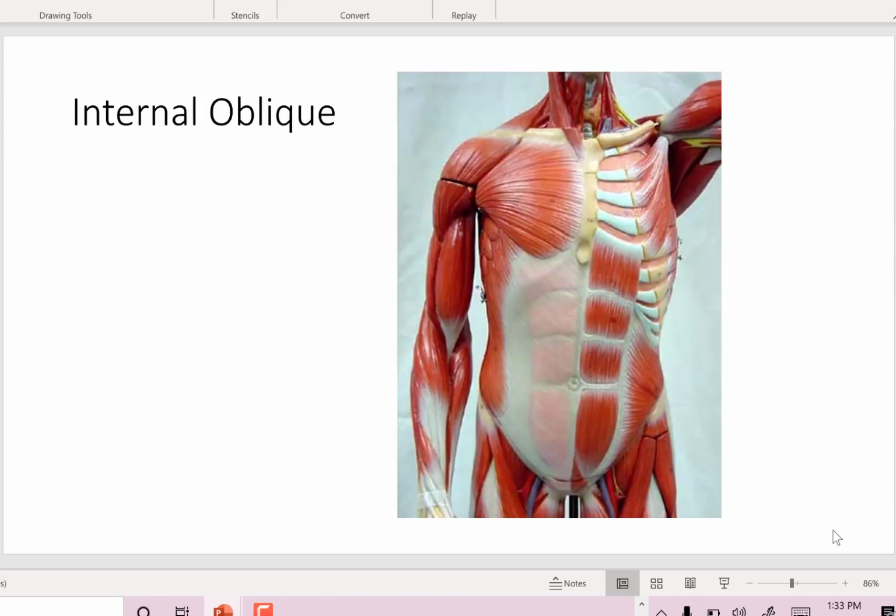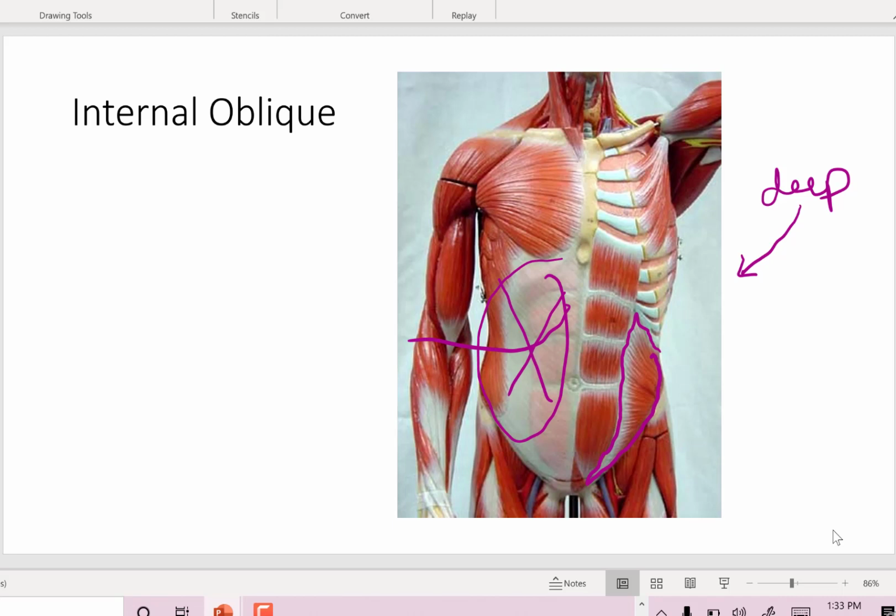Moving on to our internal oblique. Now, for the internal oblique, we have to look on the deep side of this torso model. And shown here, I'm highlighting, we can see the internal oblique. It's deep to the external. So we see all of this fascia has been moved away. So that's no longer there, and we're now looking at the deep side.